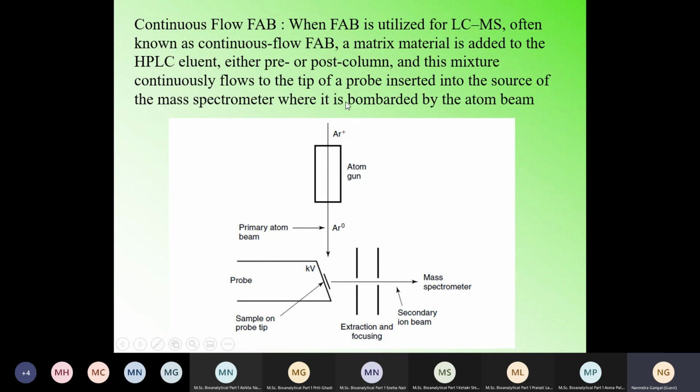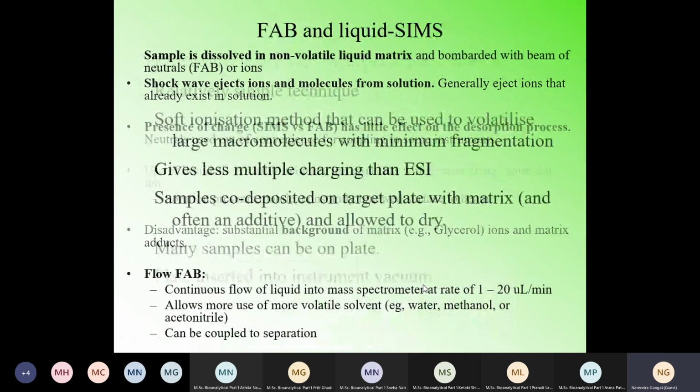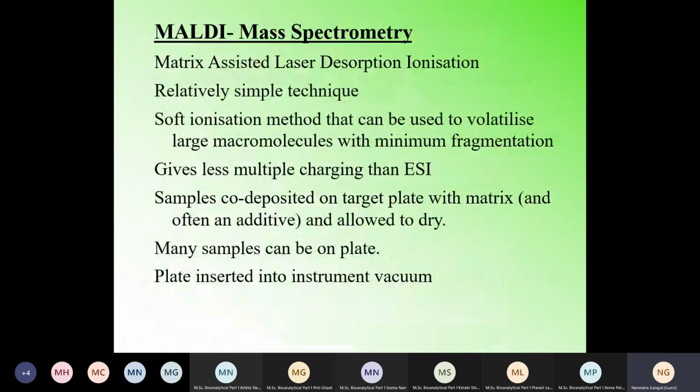Here there is a small modification in the normal setup. Instead of putting the matrix here, the matrix is put inside your eluent itself, so that as soon as it comes to this surface, there is an atom beam, then there is a formation of ions, and then there is extraction to the mass spectrometer. So now let us go to the next desorption techniques.